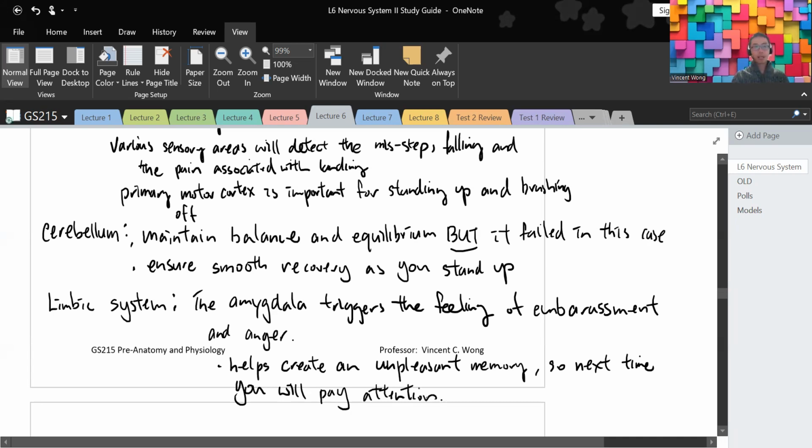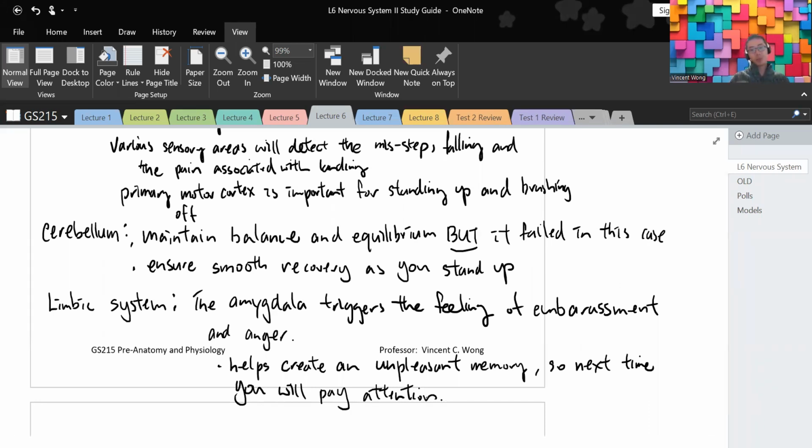Okay, if you travel that same road every day, right? Next time you go through there, you will pay extra attention. You're like, I tripped here last time, didn't feel too good, so I better watch out. I better watch my step. Okay. That's it. Any question at all before we do fill in the blanks?